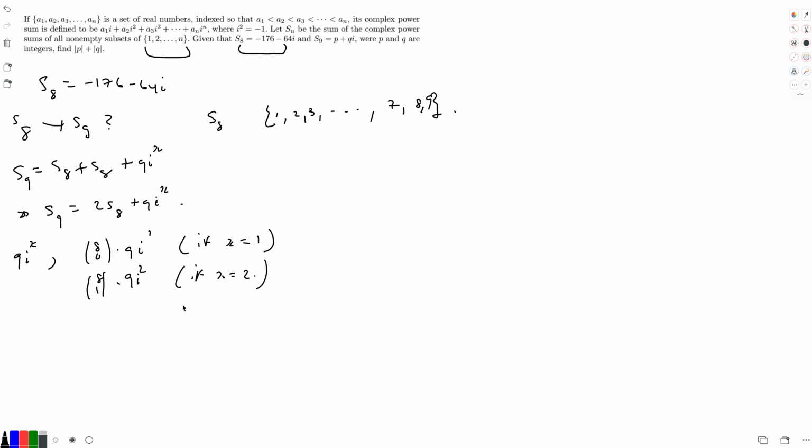And then if x is equal to 3, same thing is happening. Choose 2 elements, 9i raised to the power of 3. All the way until we could choose all 8 elements, in which case the subset is this whole set. In which case we have 8 choose 8, which is trivially one way to choose everything. And then we need to append a 9i raised to the power of 9.